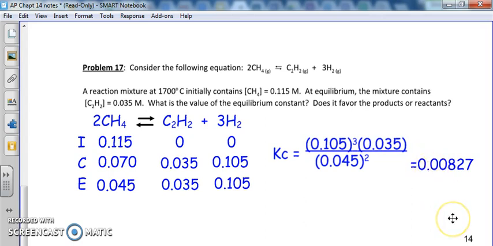What kind of number is that? Really small. Okay, this number is less than 1. So if it's products over reactants, that means I have more reactants than products. If you look at these numbers, overall I do. I make only a little bit of C2H2, and I actually make some more H2 here. But overall, you do favor your reactants, because this number is less than 1.